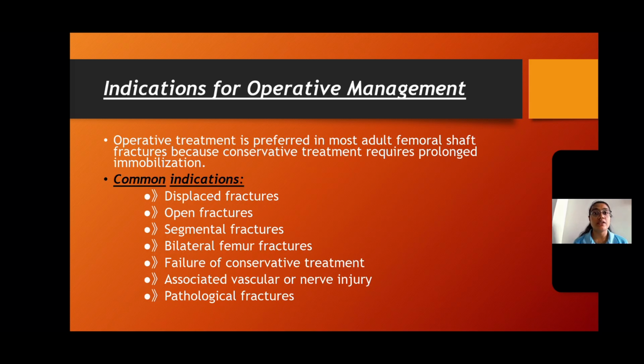Indications for operative management. Operative treatment is performed in adult femoral shaft fracture because conservative treatment requires prolonged immobilization. Common indications are displaced fracture, open fracture, segmental fracture, bilateral femoral fracture, failure of conservative treatment, associated vascular or nerve injury, and pathological fractures. These are common indications for operative management.